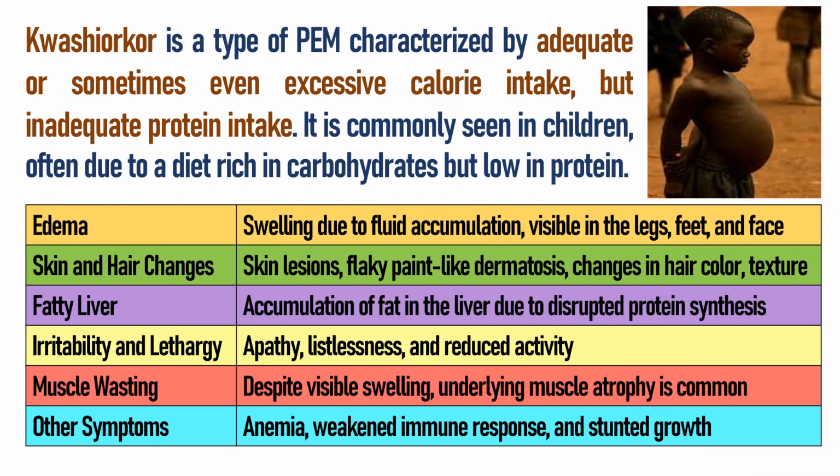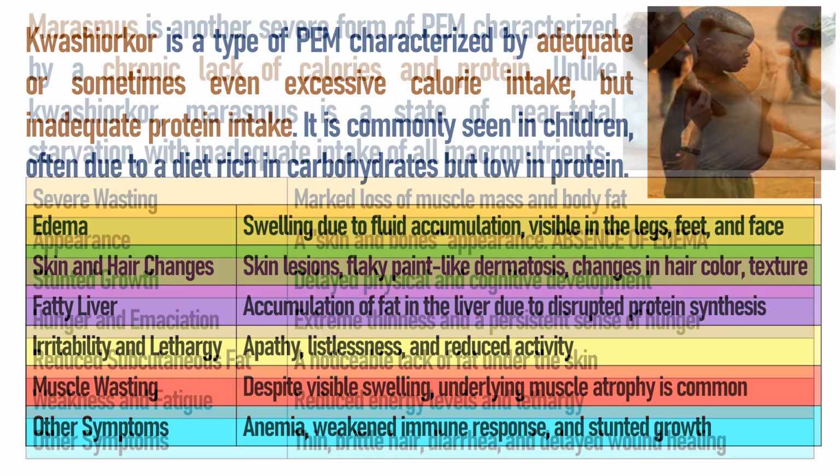Kwashiorkor is a type of protein energy malnutrition characterized by adequate or sometimes even excessive caloric intake, but inadequate protein intake. It is commonly seen in children, often due to a diet rich in carbohydrates but low in protein. The main signs and symptoms of kwashiorkor include edema, skin and hair changes, fatty liver, irritability and lethargy, muscle wasting, and other symptoms like anemia, weakened immune response, and stunted growth.